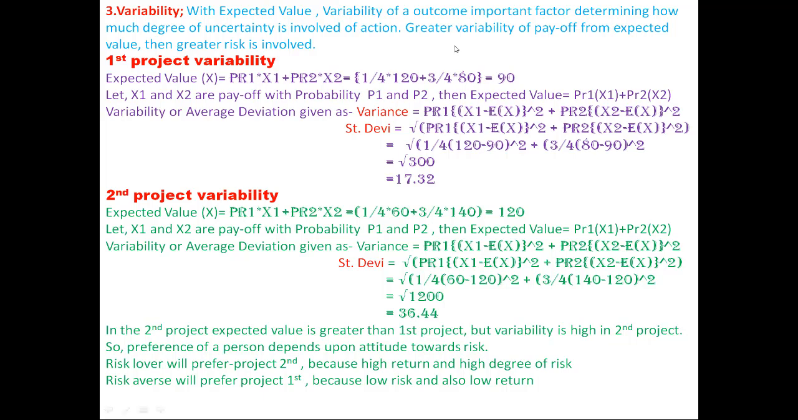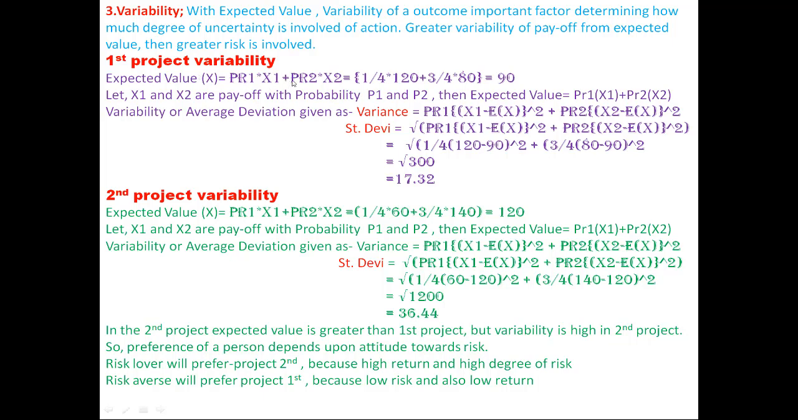In statistics we did some numerical problems on consistency. How much they run does not matter; what matters is how consistent they are. So variability of outcome is the important factor that determines how much uncertainty is involved. The greater the variability of payoff from the expected value, the greater the risk involved. It will be clear if we consider this example.